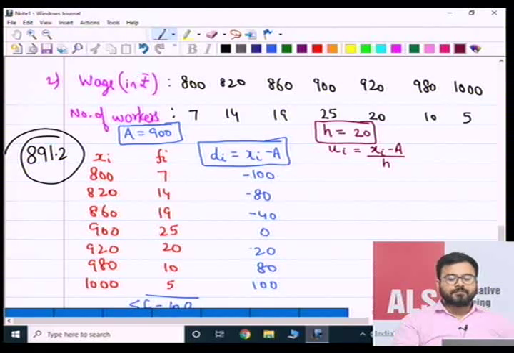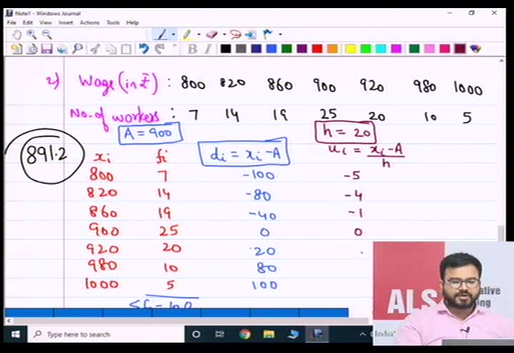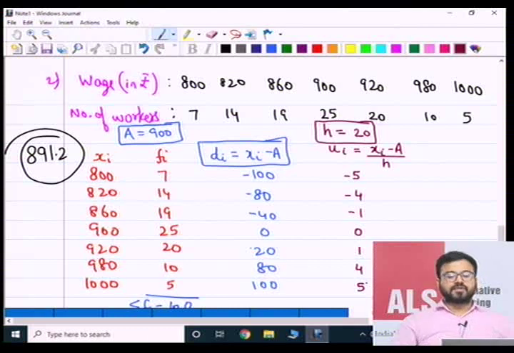So minus 100 divided by 20 is minus 5, minus 4, minus 1, 0, 20 by 20 is 1, 4 and 5. So you can see your numbers become very small, single-digit numbers by dividing. So this was the only new step which we have to introduce.